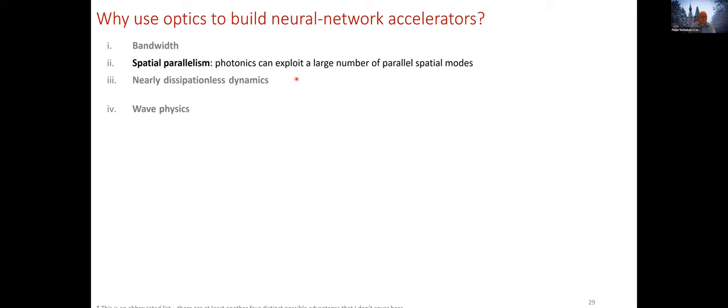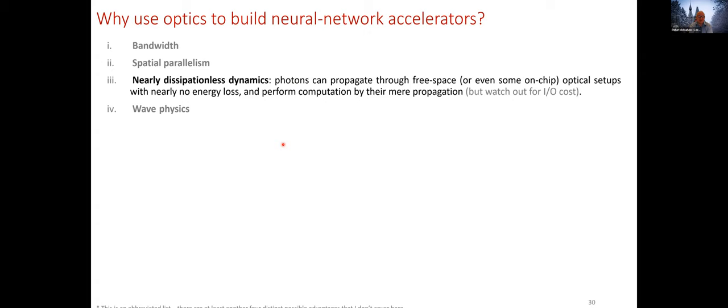A third feature of optics, which is really one of the main motivations for wanting to use optics to build neural network accelerators, is that photons, when they propagate through free space or even in some on-chip settings, propagate through the system with nearly no energy loss, just whatever is lost by the absorption of the photons, which can be pretty small. And they perform computation by their mere propagation. I think the most canonical example of this is a lens, which performs a Fourier transform for you without any energy consumption other than the lost absorbed photons in the lens. But again, you need to engineer the whole system to actually take advantage of this.